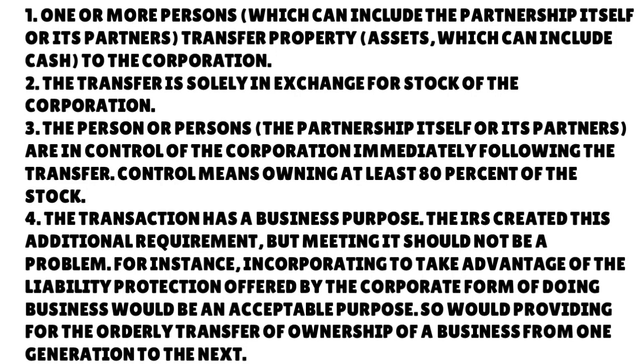And the IRS created this additional requirement, but meeting it should not be a problem. For instance, incorporating to take advantage of the liability protection offered by the corporate form of doing business will be an acceptable purpose. So would providing for the orderly transfer of ownership of a business from one generation to the next.